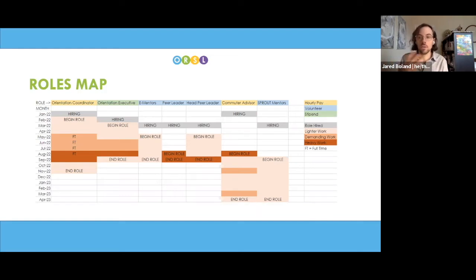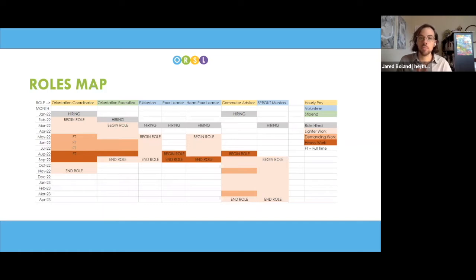So if you're looking for a low-commitment volunteer opportunity over the summer, let's say you have a full-time job and can't take on anything major but still want to be involved, this is a great way to do that. For peer leaders, you'd be hired around the same time. You would work through orientation, and then that's it. So if you're interested in just being part of our orientation program, that opportunity exists.